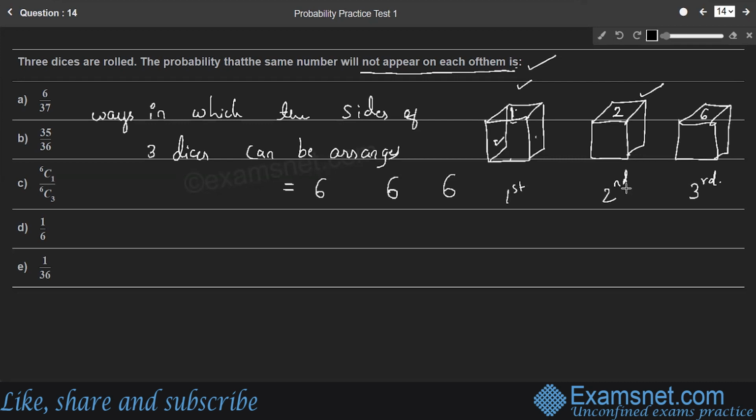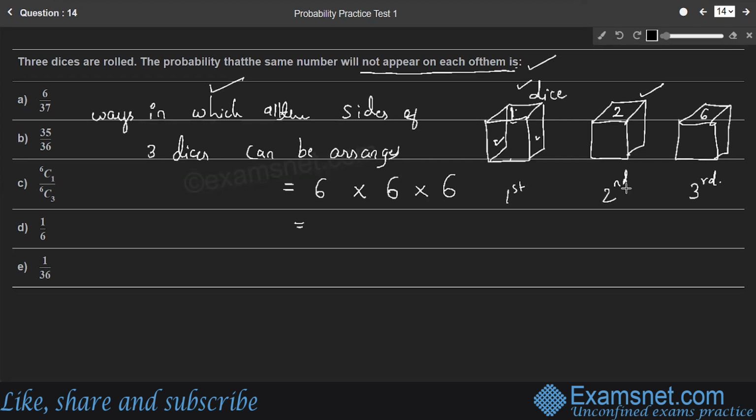Each dice has 6 faces, right? Therefore, we need to take the product of these number of ways, 6 into 6 into 6, which gives the total number of ways in which all the sides of 3 dices can be arranged.